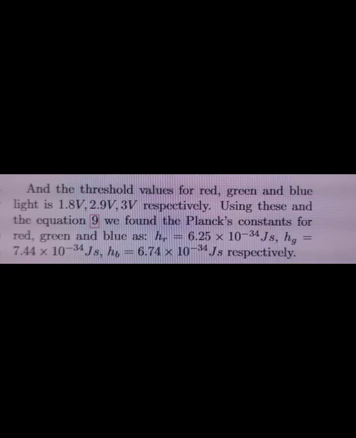Then, following the same steps and using the same equations as in the first part, we calculated the Planck constants emitted from an incandescent light bulb. Our results can be seen in here. The error corresponding to red light is 5.67%. The error corresponding to the green light is 12.28%, and the error for the blue light is 1.72%.